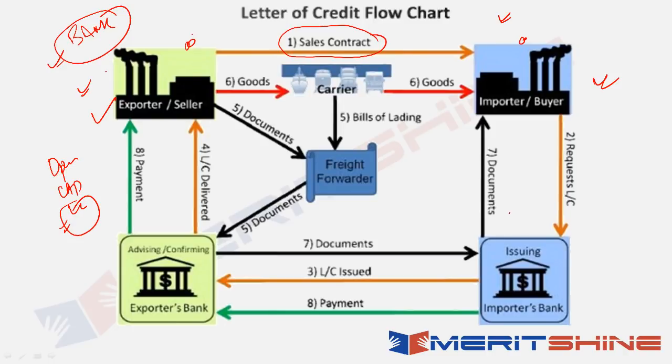Let's forget about this diagram for now. Let's assume that it is not the LC, it is the open account. So what happens? These goods are sent along with the carrier. It can be sent through aeroplane also. It can be sent through a land border also. If India wants to send something to China or, say, Myanmar, they might prefer the road route also, right? So the carrier can be anything, but this is the carrier. Goods are loaded and sent. At the same time, the documents will either go along with the goods or be sent separately to the importer, the buyer.